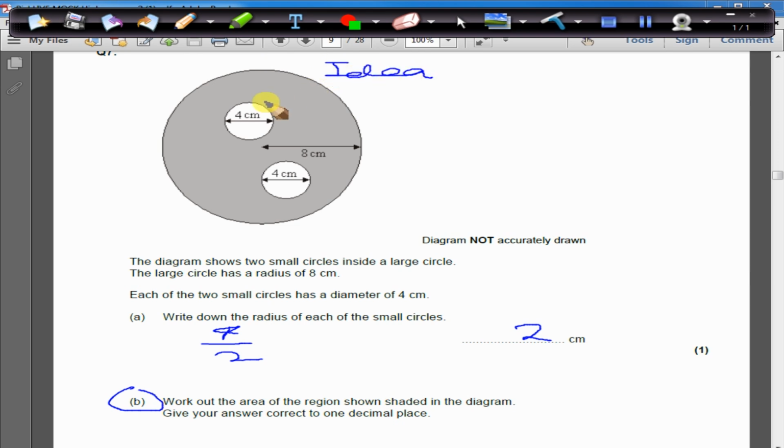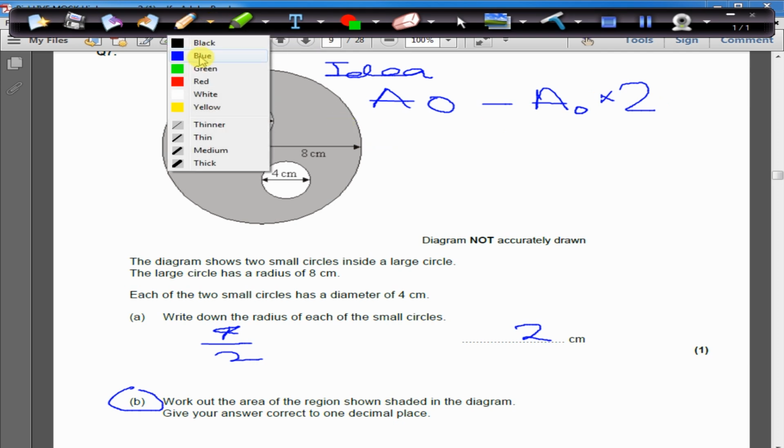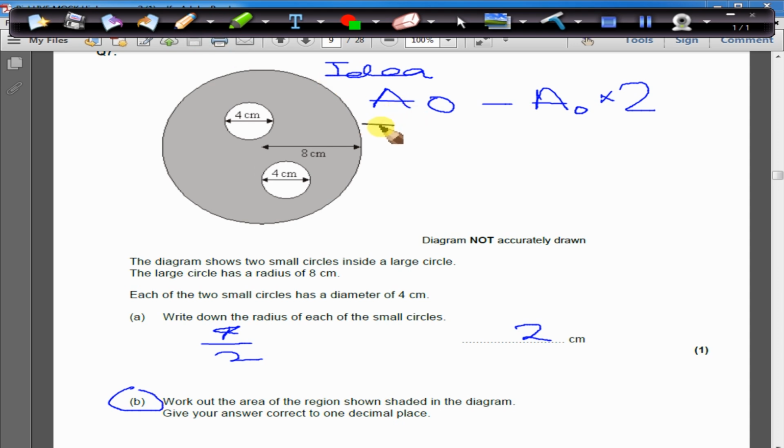What is the idea? The idea is going to be the area of the big circle minus the area of the 2 small circles. So it's going to be the area of the big circle minus the area of the little circle times by 2, because there's 2 of them. So what's the area of the big circle? The area of the big circle is going to be pi r squared. And minus, that's also pi r squared, but that's going to be the smaller r, or the r dash. So what's pi r? Pi here, we leave it as 3.14.